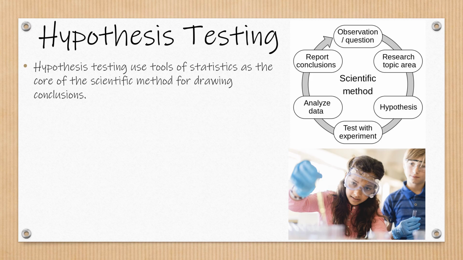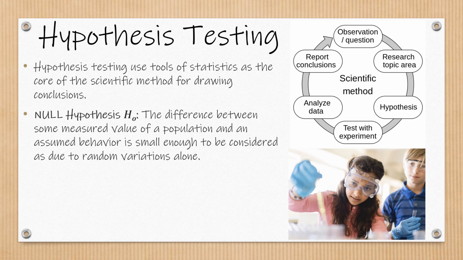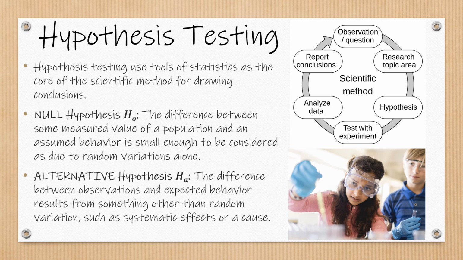Hypothesis testing uses tools of statistics as the core of the scientific method for drawing conclusions, with a null hypothesis H0, such that the difference between some measured value of a population and an assumed behavior is small enough to be considered as due to random variations alone, and often with an alternative hypothesis H sub A, such that the difference between observations and expected behavior results from something other than random variation, such as systematic effects or a cause.